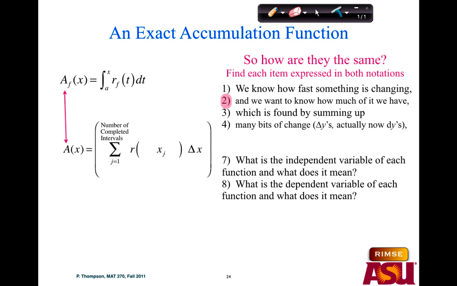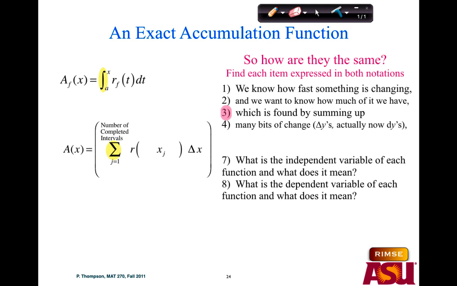Where do we see summing up in the first one? The integral. And in the second one? The Greek. So the top one is German S, which stands for sum. The bottom one is Greek sigma, which also stands for sum, right? Summing up changes, accumulating changes, right? That's why it's a net accumulation function.